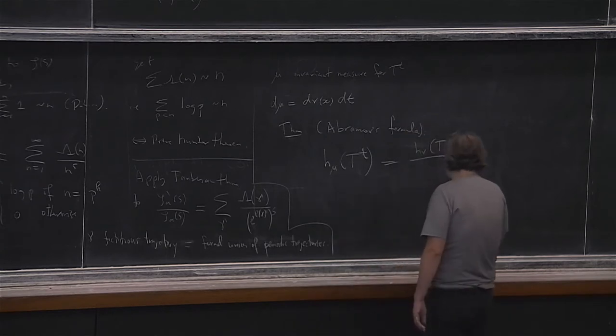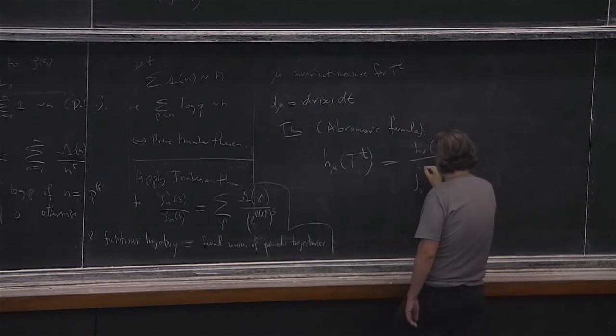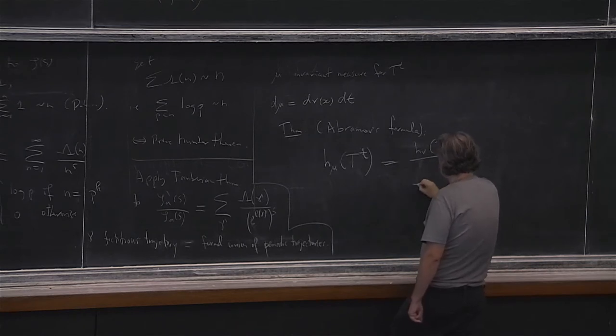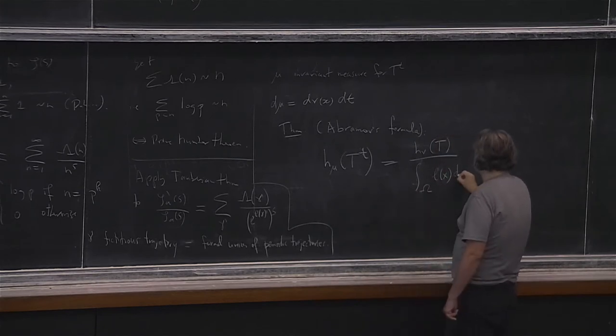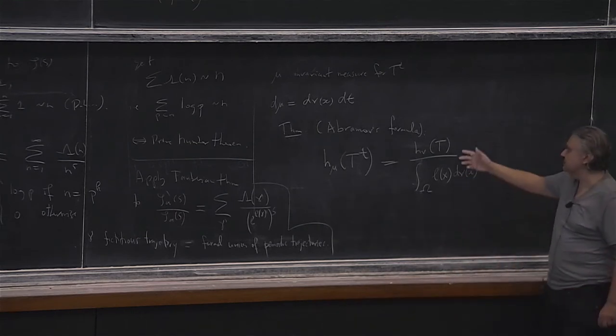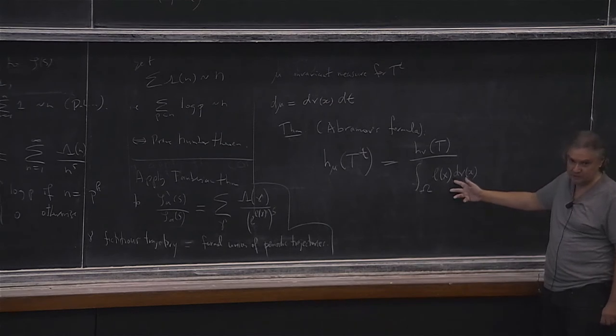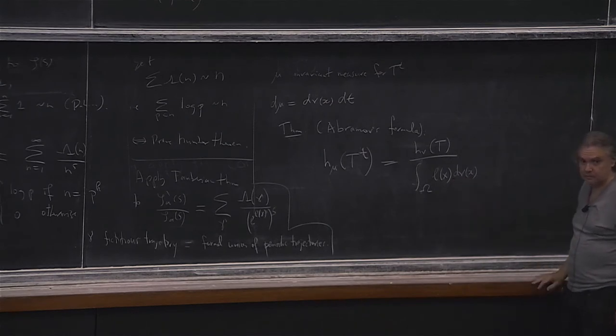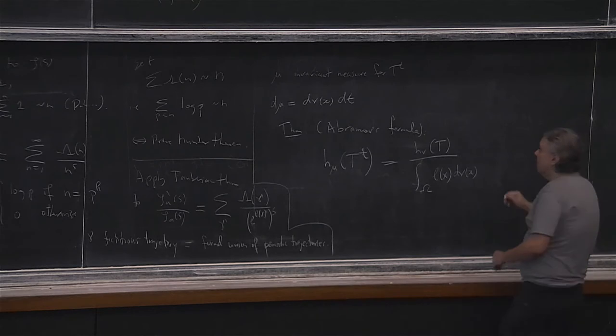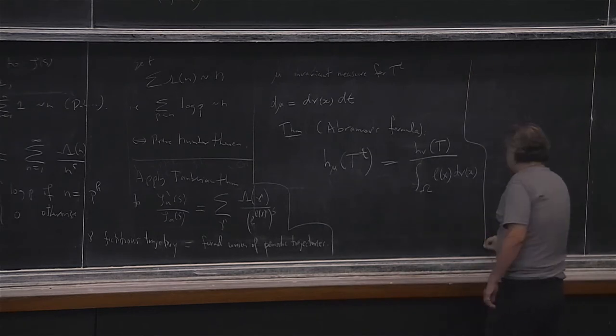And then it's divided by the integral over the base of the roof function. So the entropy of the flow is basically the same as the entropy of the base, but you have to normalize it by the integral of the roof function. Okay? So this is a very important formula.